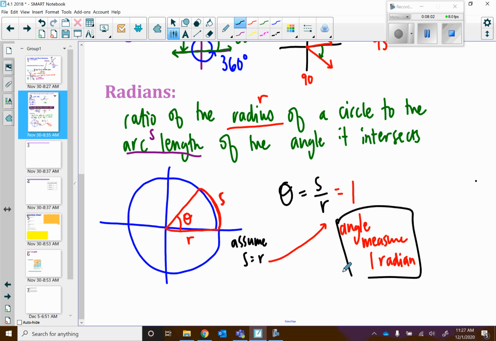Now you might be thinking, that seems really weird, because that's definitely not 1 degree. 1 degree is a really small angle. Well, again, radians and degrees are different measures. If I measure myself in centimeters, I would seem significantly bigger than if I measure myself in meters. And that's the same idea here.